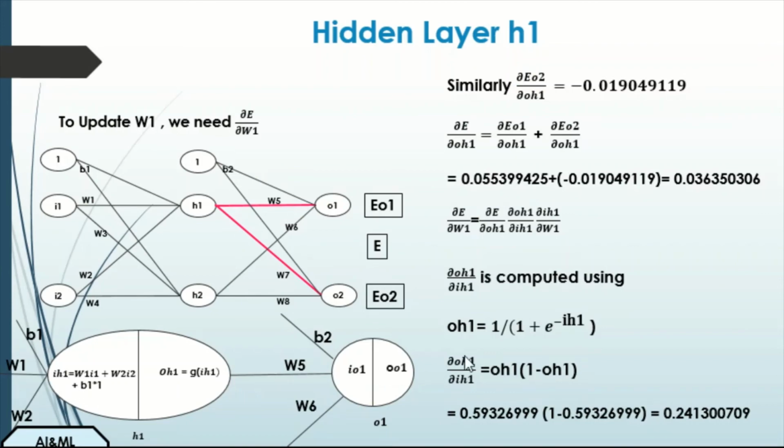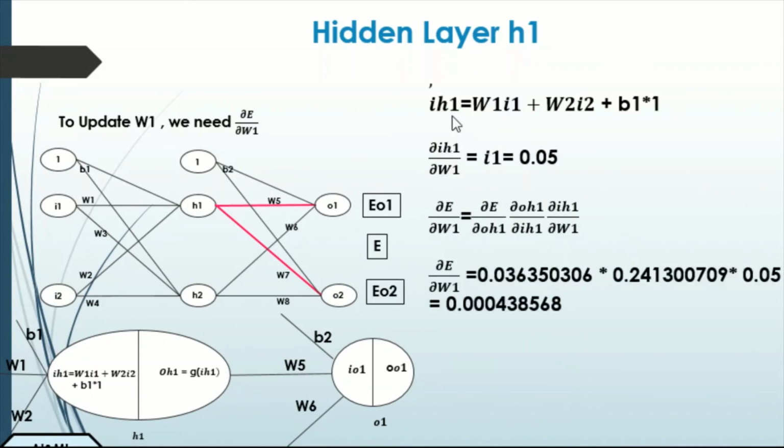And since we know we have applied a sigmoid transformation function, we can simply use the reference of sigmoid transformation function, which is derivative is f(x) into 1 minus f(x). So we can easily compute del of OH1 with respect to IH1 by taking f(x), which is OH1, into 1 minus f(x), which is again OH1. And we get the value of 0.24. So the second term is also computed.